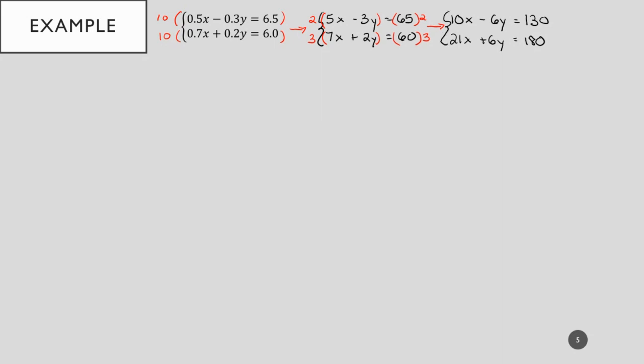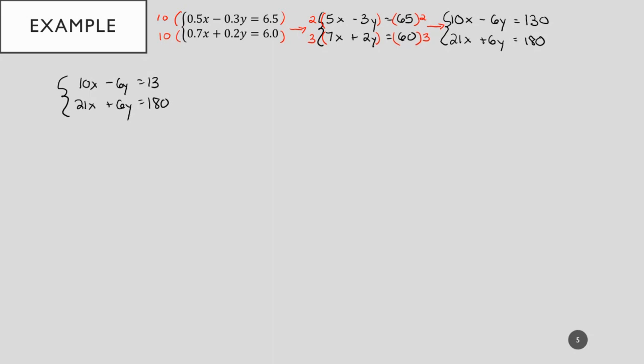So now that's my new system. Now I'm going to just rewrite it. I have more than enough space here, but I'm going to rewrite it so that I'm not solving all of my stuff on the far right of the screen. So now this is my new system that I am working with. I have 10x minus 6y equals 13, and then 21x plus 6y equals 180.